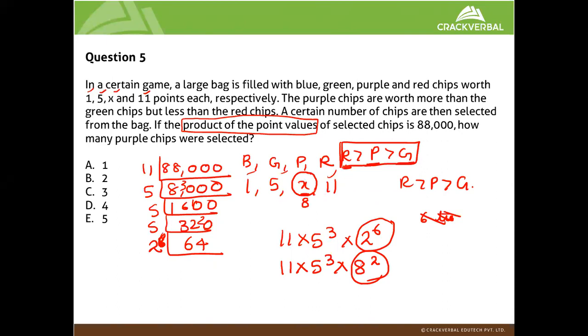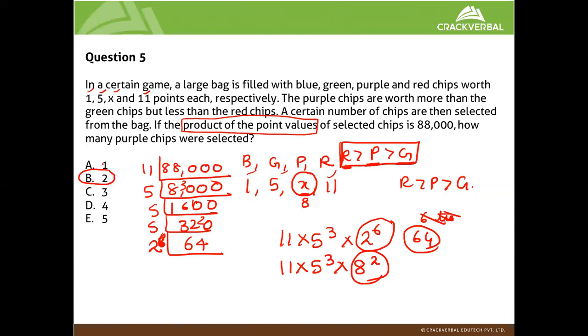And the question is asking me how many purple chips were selected. I'm going to select 2 purple chips because I need to get a 64. So 8 square is going to be equal to 64. So the answer here has to be B, 2. Right? The key piece of information given in this question is the fact that the red chips cost greater than the purple chips and cost greater than the green chips.